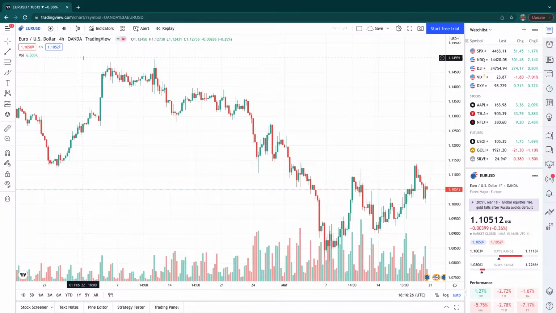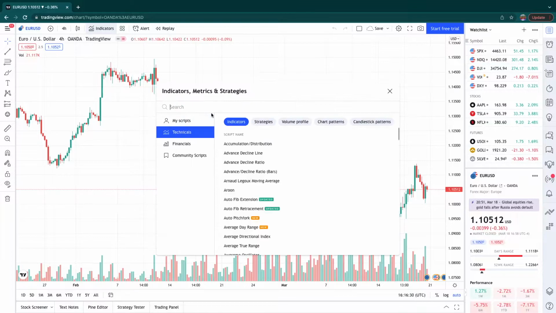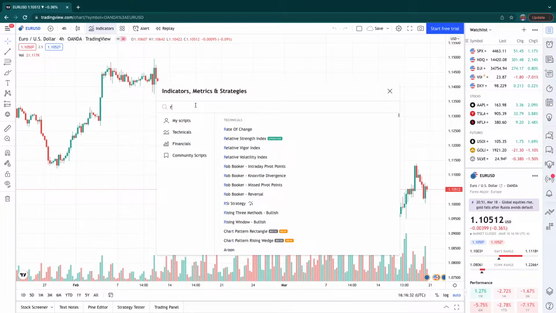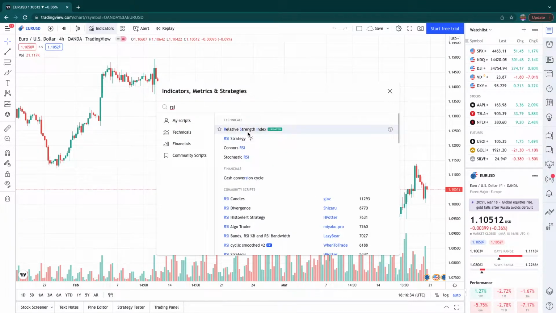So we're going to stay on the 4-hour time frame, but what we're going to do is come over to indicators, and we're going to search for the RSI, okay, and that means relative strength index. Now the relative strength index shows the strength of movement and shows momentum within the pair, and I'm going to show you what I mean now.